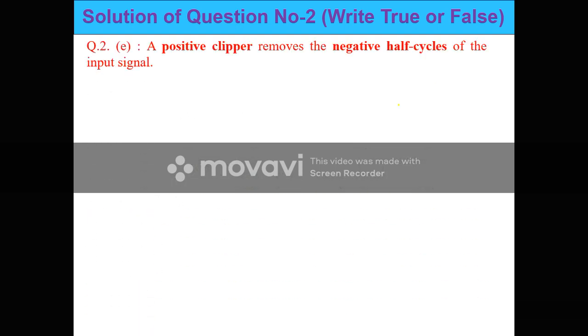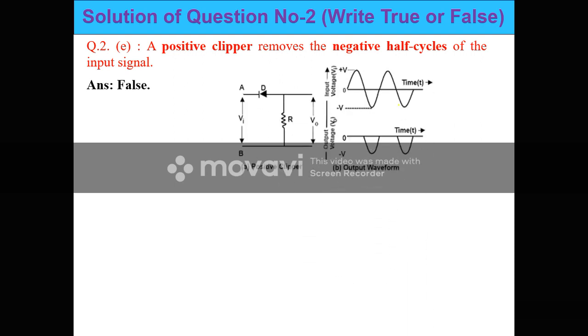Next is, a positive clipper removes the negative half cycle of the input signal. This statement is false, because a positive clipper removes the positive half cycle of the input signal. See here, this is the positive clipper circuit, with one diode and one resistance. The diode is reverse biased in the positive half cycle, so the circuit does not conduct. The positive half cycle will not pass through, because it is an open circuit.